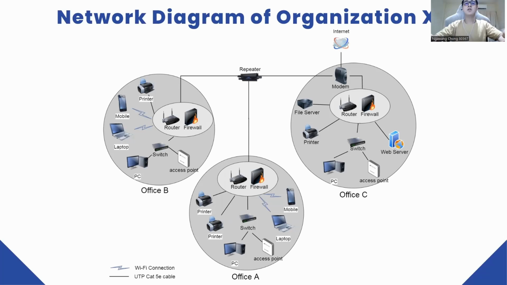For Office A, the router integrated with the firewall is connected to 2 printers and a switch, which is connected to an access point and 20 PCs. For Office B, the router integrated with the firewall is connected to a printer and a switch, which is connected to an access point and 15 PCs. For Office C, the router integrated with the firewall is connected to a file server, a web server, a printer, and a switch, which is connected to the access point and 16 PCs.